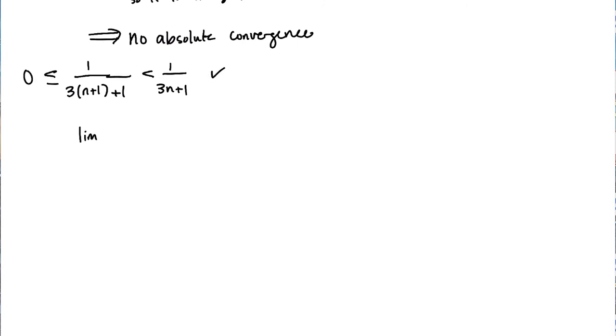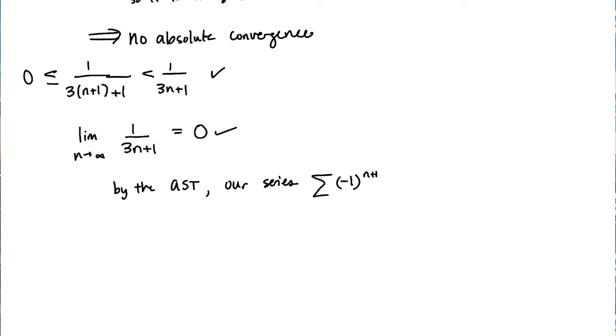And then when we compute the limit as n goes to infinity of 1 over 3 to the n plus 1, we end up with 0. So by the alternating series test, our series (-1) to the n plus 1, 1 over 3n plus 1 is convergent.